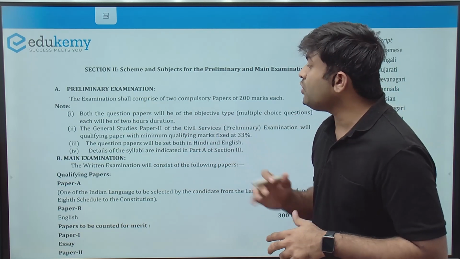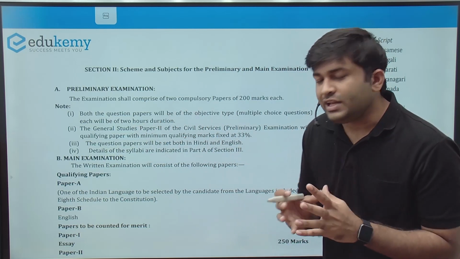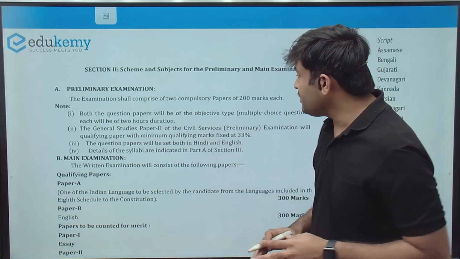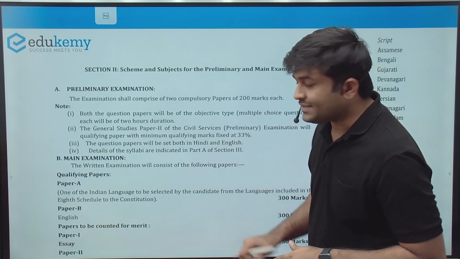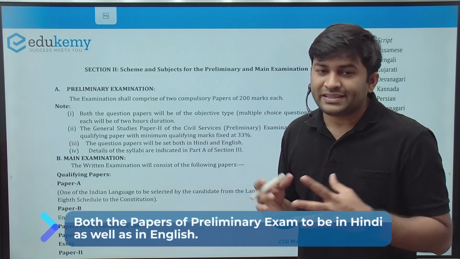Each will be of 2 hours duration, and the General Studies Paper 2 will be of qualifying nature. It means with minimum qualifying marks fixed at 33%. Yes, and both the question papers will be in Hindi as well as in English.